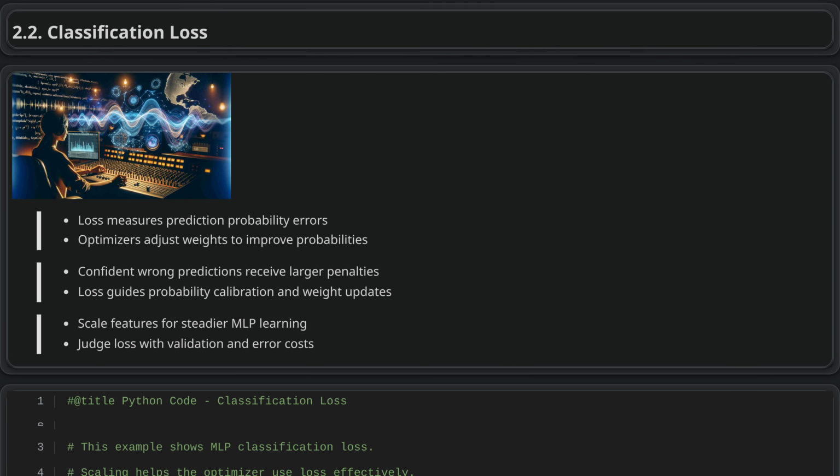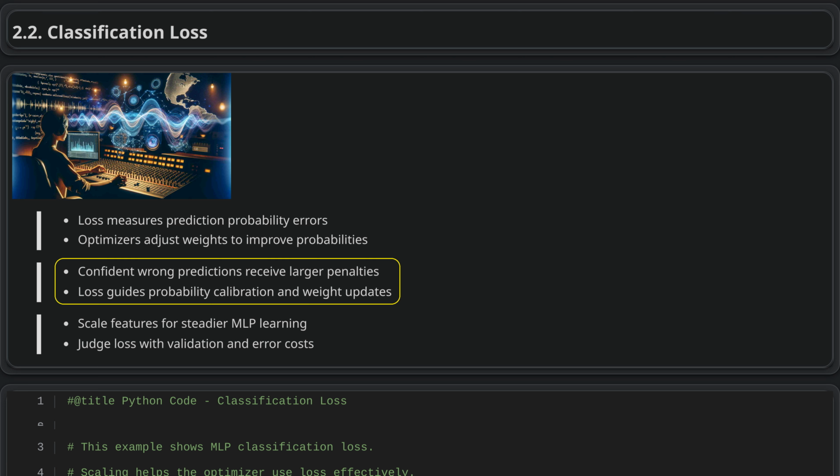Classification loss. Classification loss tells a multilayer perceptron how far its predicted class probabilities are from the true labels. When predictions are close to correct, the loss is small. When they are wrong, the loss is large. The optimizer uses this signal to adjust the network's weights, so its probabilities become more accurate over time.